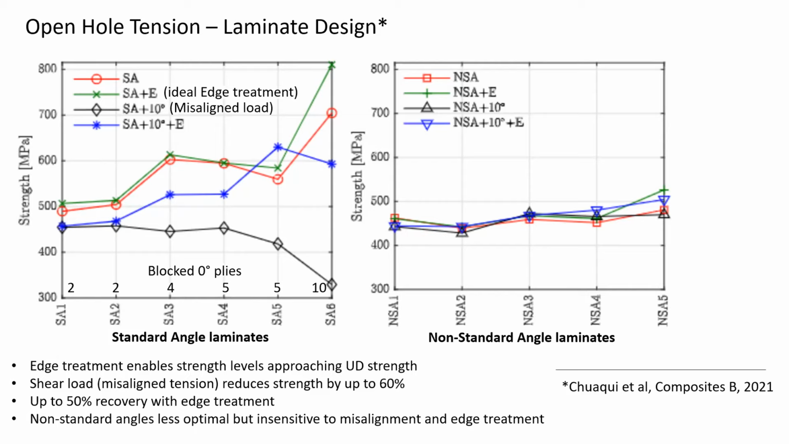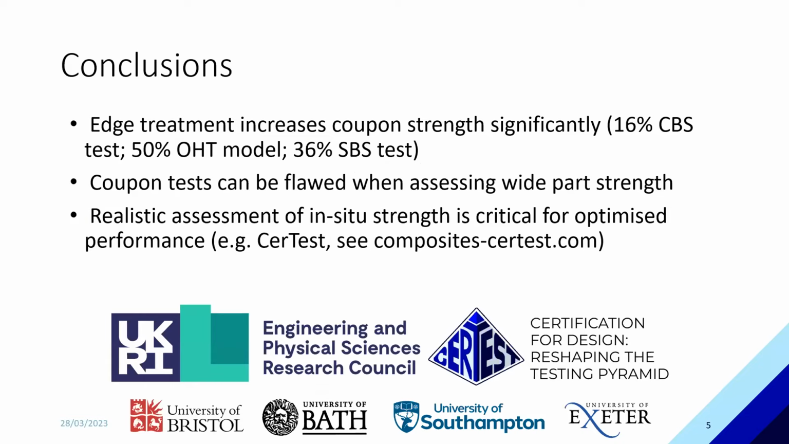So we see that edge treatment enables the strength levels to approach the UD strength. This is approaching the UD strength of the material. That the misalignment reduces the strength and that we can recover that. So in conclusion, I would say edge treatment increases coupon strength. We've done it in corner bend tests. We've also done it in short beam shear tests where we saw up to 36% improvement. But in terms of open hole tension with the model, it was a 50% improvement.